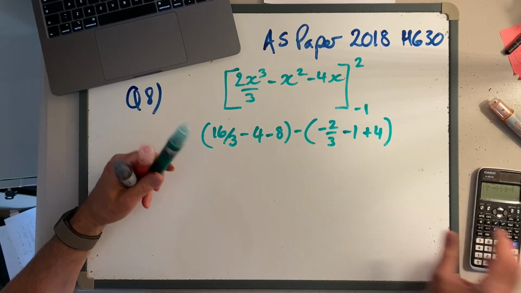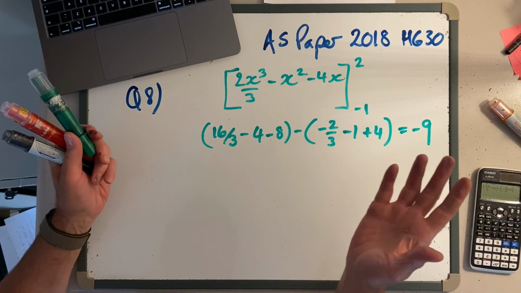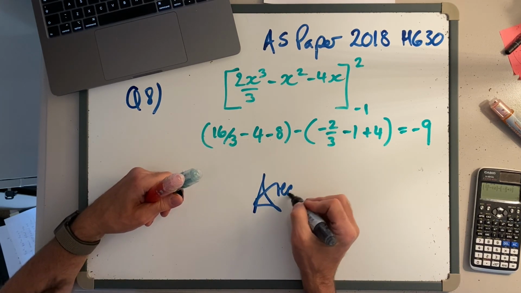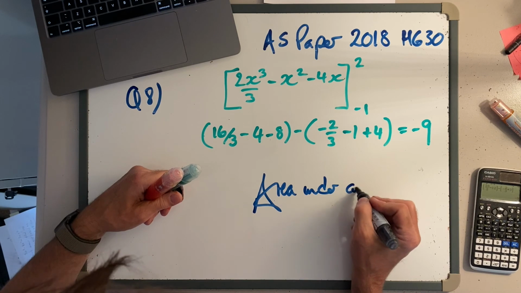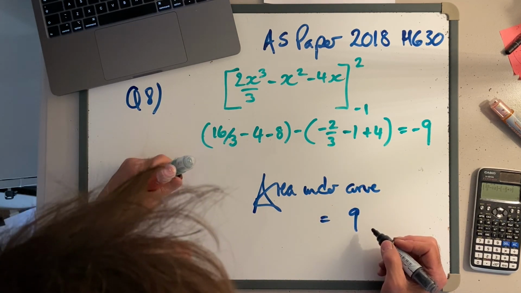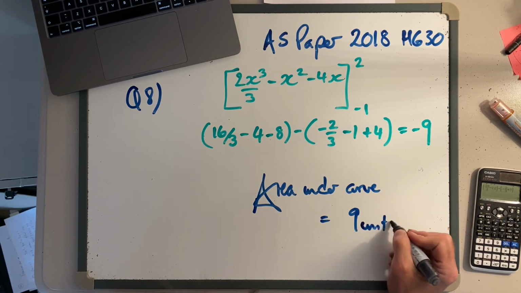So it comes as -9, but area isn't going to be negative. So the area, you say, is 9. Area under curve equals 9. And the units, have they given any units? Nope. So just units squared.